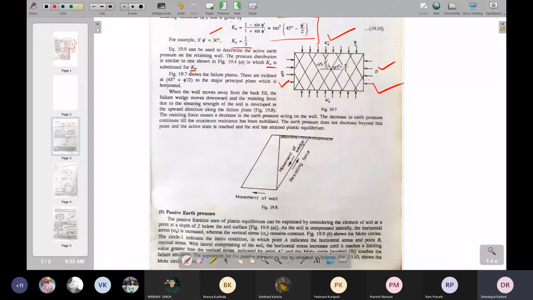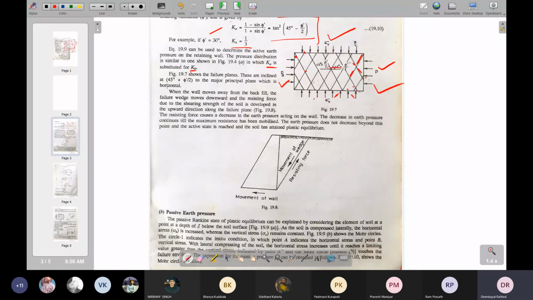this particular failure plane, as we have seen, makes an angle of 45 plus phi by 2. Understand? One way you can also write it: it makes an angle of 45 plus phi by 2. The figure shows the failure planes, inclined at 45 plus phi by 2 to the major principal plane.